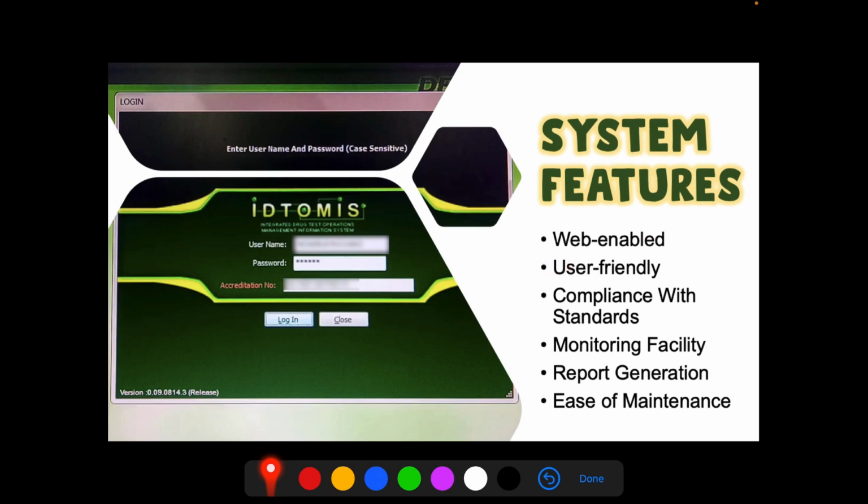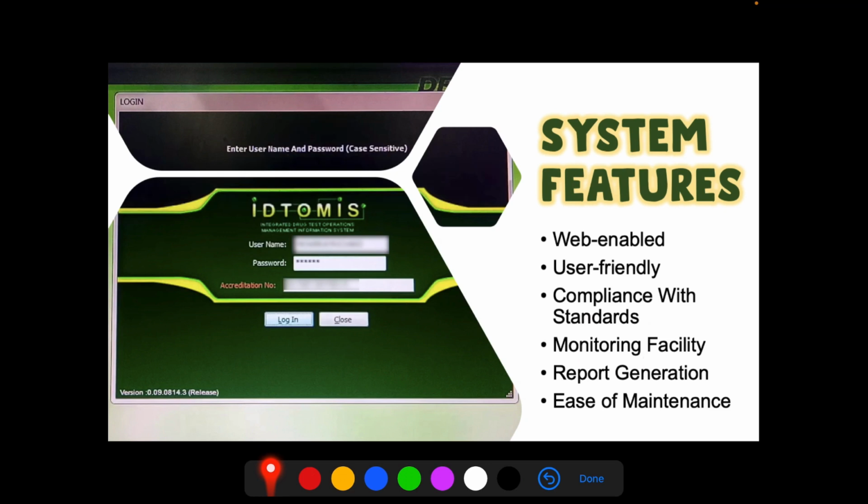Another one, it's user-friendly, so the users can navigate easily through the system functions and facility. And also, it is secured because there are built-in validation, verification, and security of data or information. It has an audit trail that monitors users who have entered, edited, and deleted the data. And also, there's compliance with the standards. The system procedures and the input and output requirements are compliant with the requirements of the DOH.